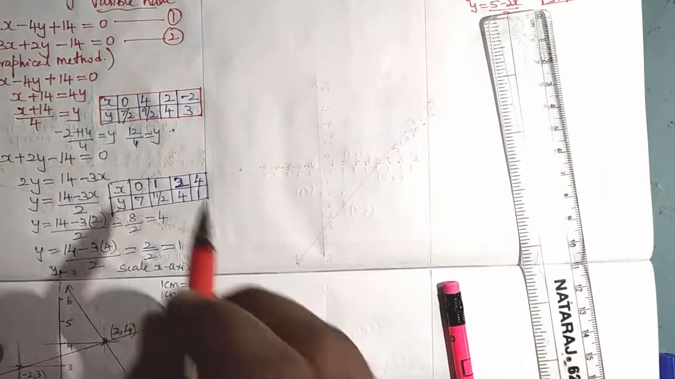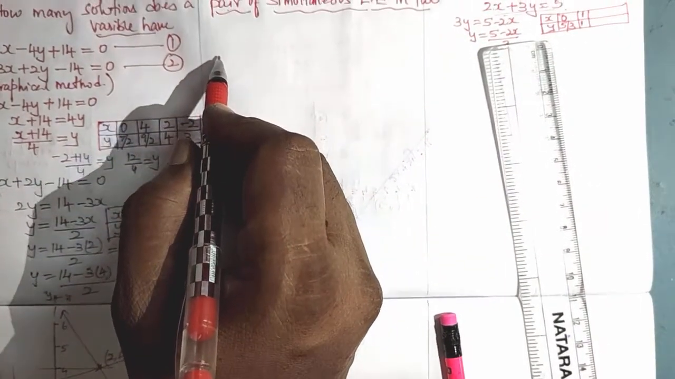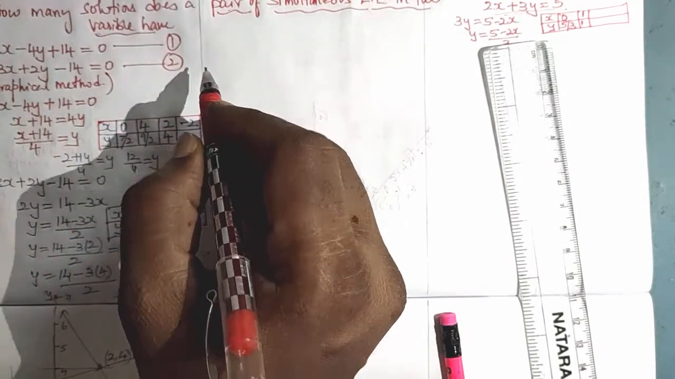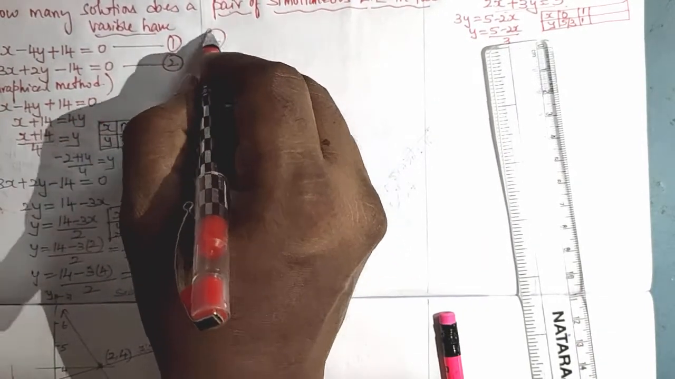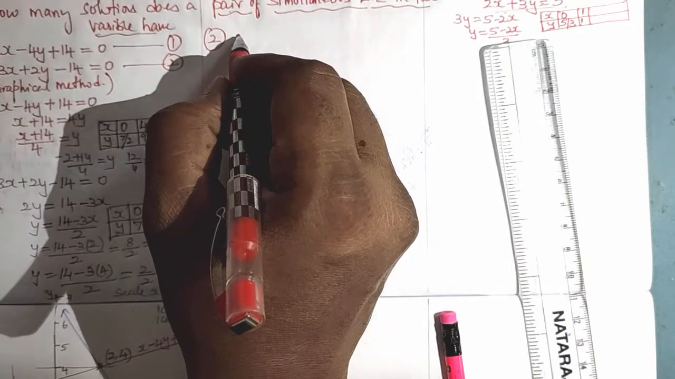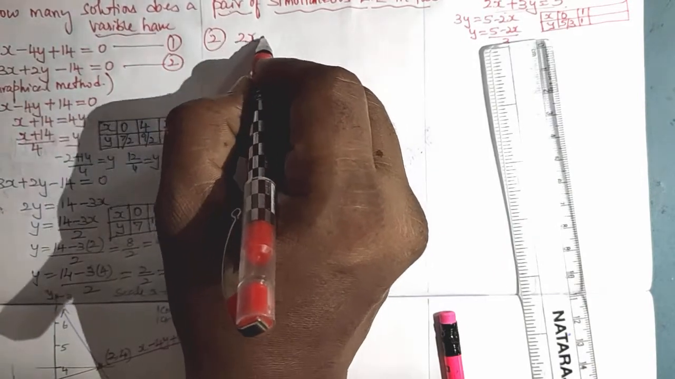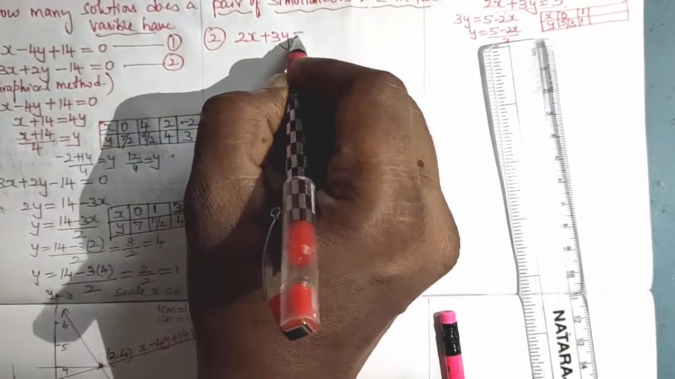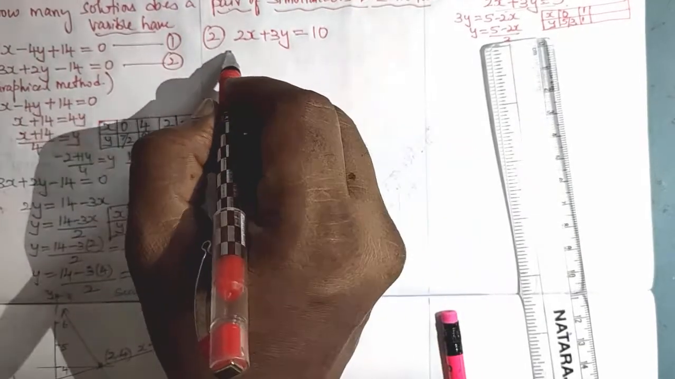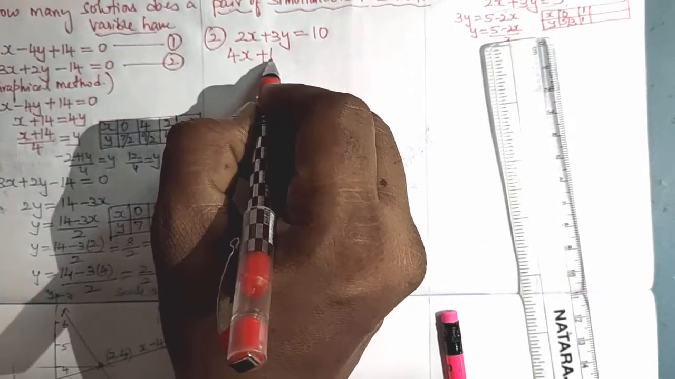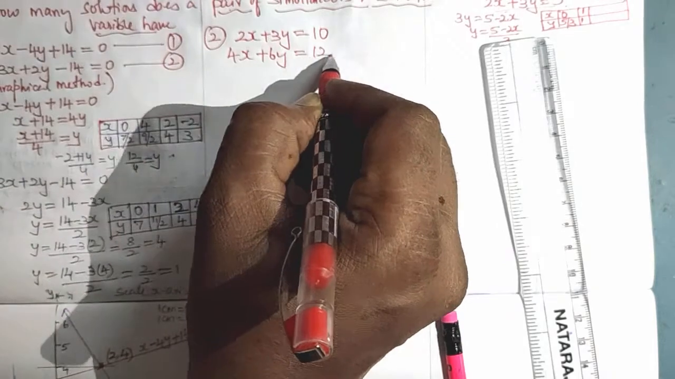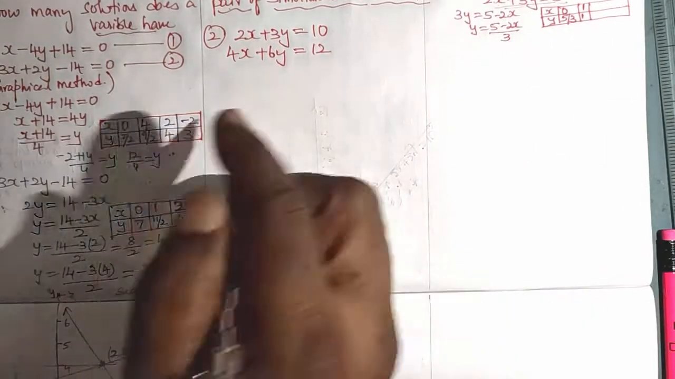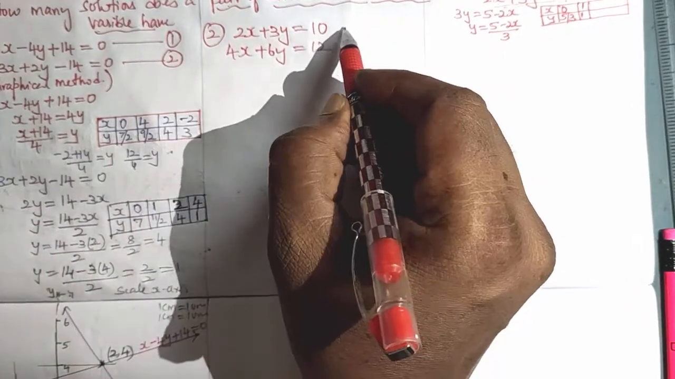Now I will take another simultaneous linear equation. Visible? Yes. Now you see, this is the second type of equation. So I will take this equation: 2x plus 3y is equal to 10, and 4x plus 6y is equal to 12. Now I will find the solution by graphical method here also.